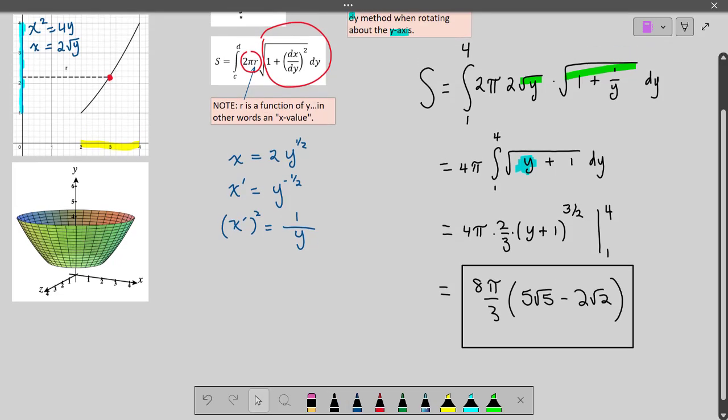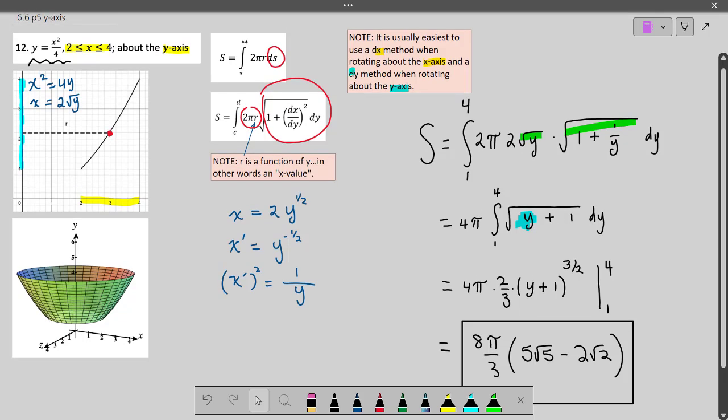So again, the main rule of thumb that I recommend is that if you're told to do a surface area around the y-axis, use a dy, so solve your function for x. If you're going around the x-axis, solve your function for y. Generally that is going to be the most straightforward way to think about it. So let's try another one.